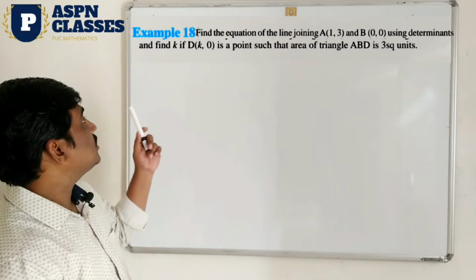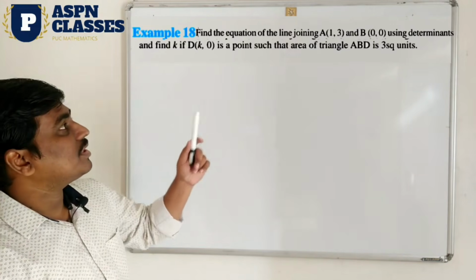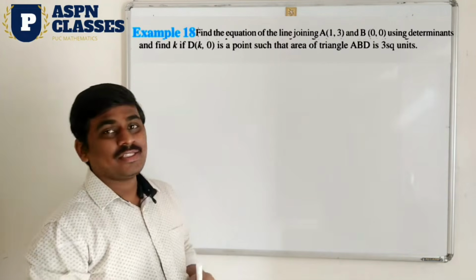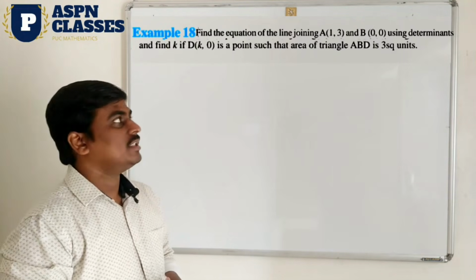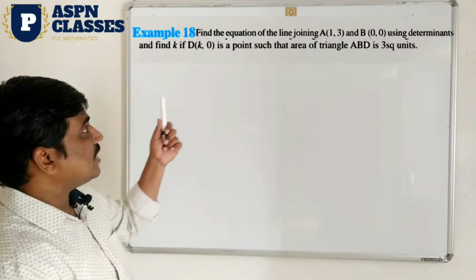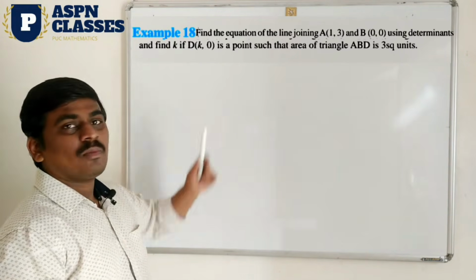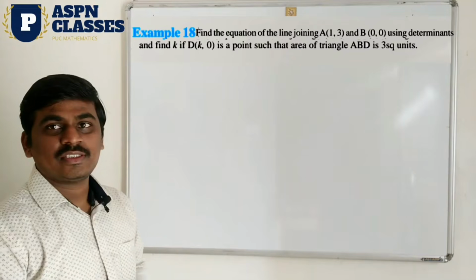Okay, so the first question is: find the equation of the line joining the points. You have to find the equation of the line using these two points, and that also using the determinant method. And second, one more question: the same two points A, B, and one more point D given as (k, 0). That k value you have to find in this case.